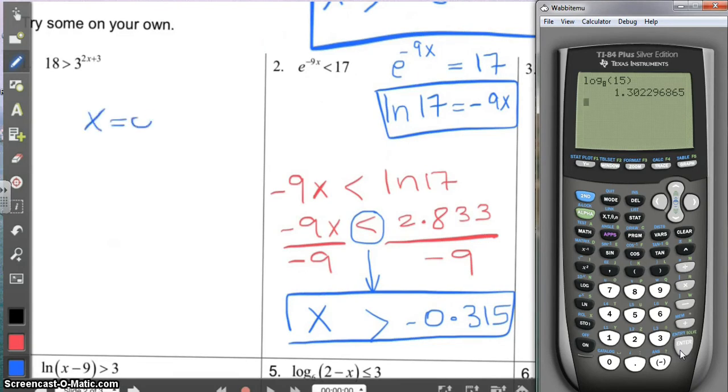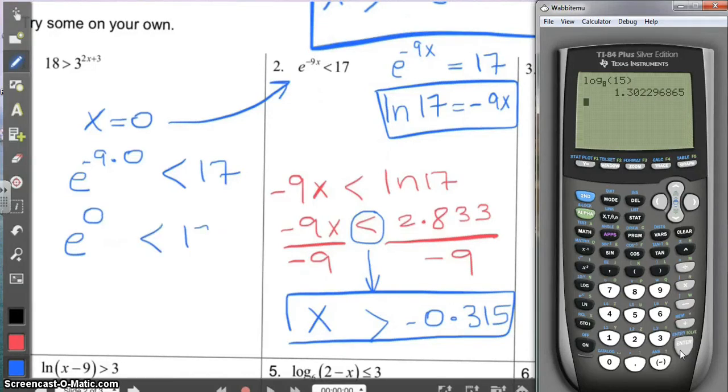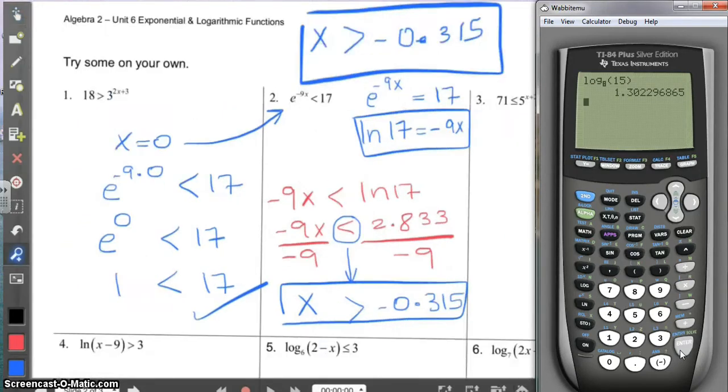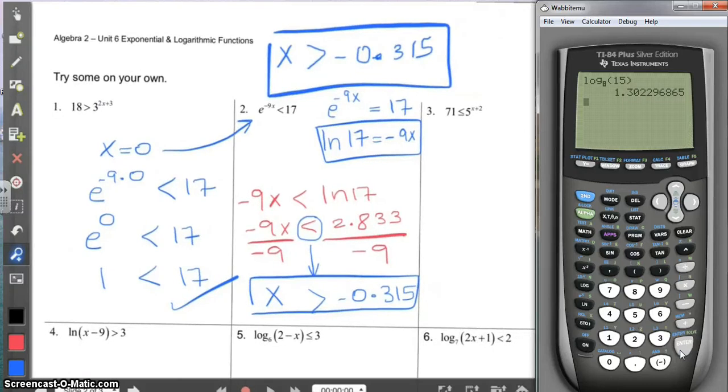If x is equal to 0, e to the power negative 9 times 0 should be smaller than 17. So what I did is I'm plugging it in to make sure that it makes sense. E to the power negative 9 times 0 is just e to the power 0, and e to the power 0 is 1. And I got that. So yes, my inequality is right. So make sure that you check your answer. Now, or you can just check on the calculator.